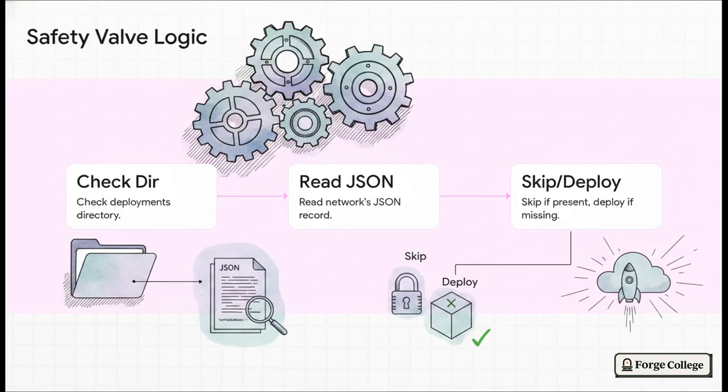So how does this safety valve actually operate under the hood? It's a simple logical flow. Step 1, the script checks that local deployments folder we set up earlier. Step 2, it reads the specific JSON record for whatever network you happen to be targeting. And step 3, if the contract address is already sitting in that record, it just skips the deployment completely. If it's missing, it deploys. It's essentially creating a persistent referential record so your script never ever suffers from amnesia.